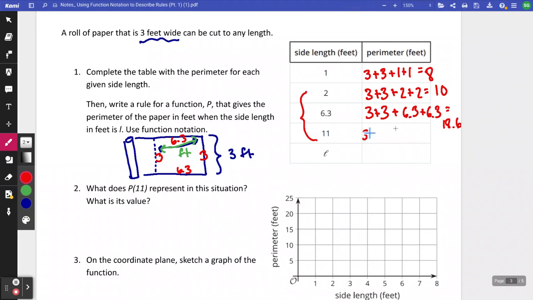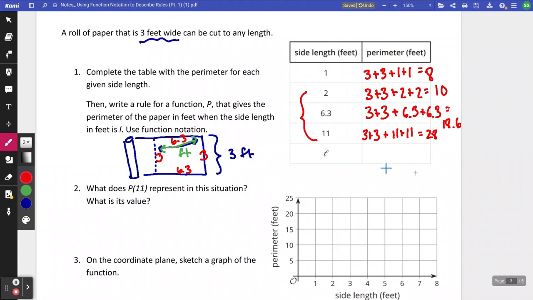So for this next one, 11, I don't even need my picture anymore, because I know each time I start off with my 3 plus 3 for the two widths, but then I would be adding in my side length twice. And then when I go to add that up, that's going to give me a total of 28 feet.